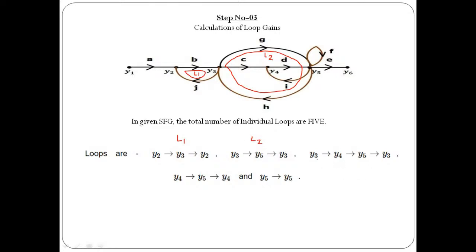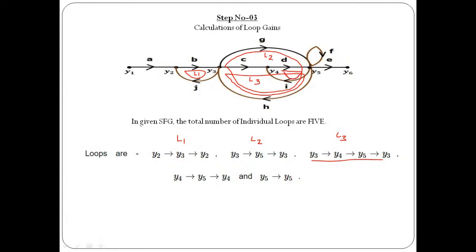And then the third loop: L3, L4, L5, then coming back to L3. See, L3, L4, L5, and then coming back to L3. This will be loop number 3. And then loop 4 is L4, L5, and then coming back to L4. This one.